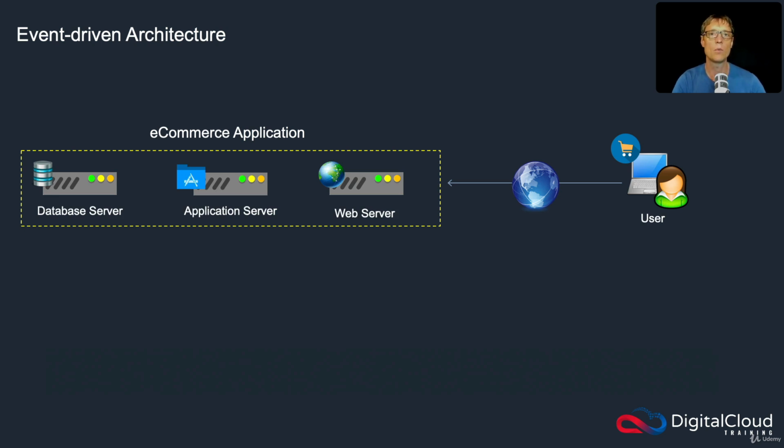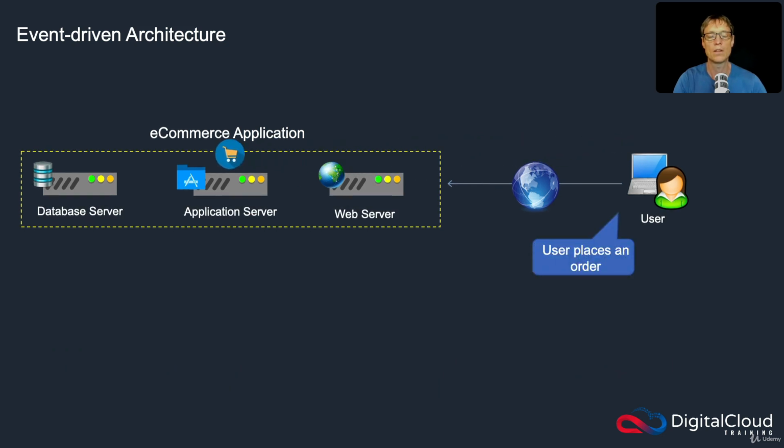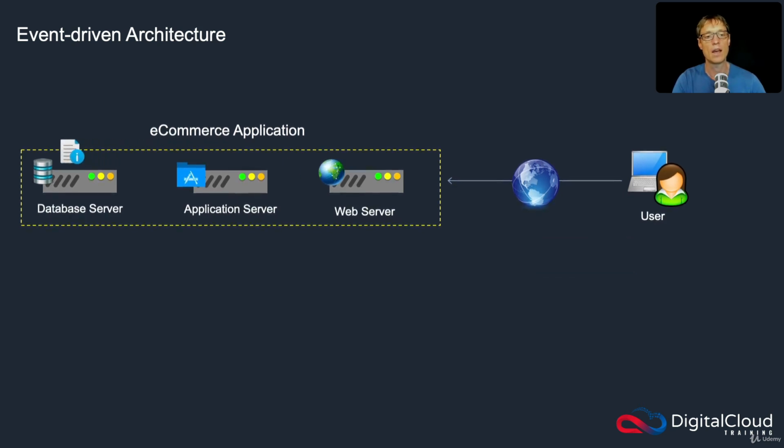So in this example, we have an event-driven architecture. Now, here's what happens. The user is shopping online and is going to place an order. The order goes through to an application server. The application server then processes that order and writes a record of the order to the database server. So a record has been written here.